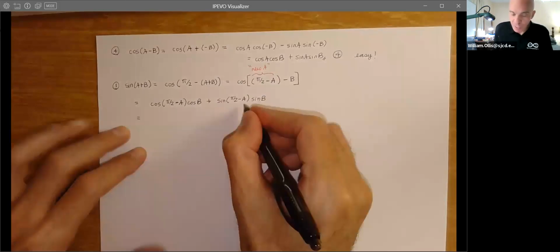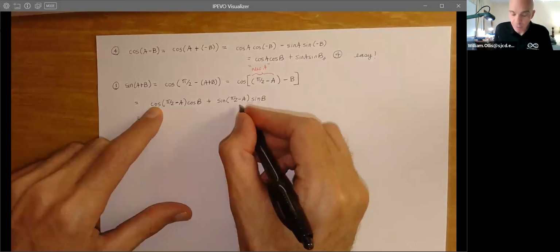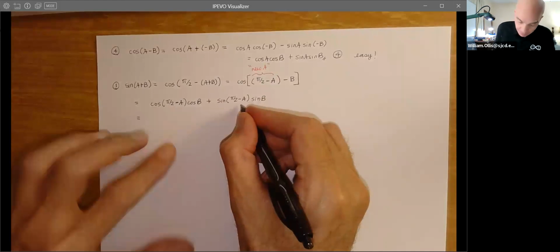But now this is just the simple cofunction identity. The cosine of pi over 2 minus A is just sine of A.